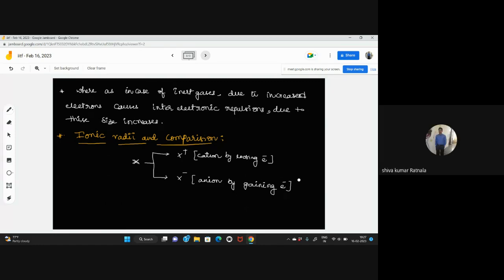Yes, very good. For example, let me take an atom X having 10 protons and 10 electrons. And X plus will have 10 protons only and 9 electrons. And here it will have 10 protons and 11 electrons. So as I told you earlier, as the number of electrons increases, interelectronic repulsion increases.